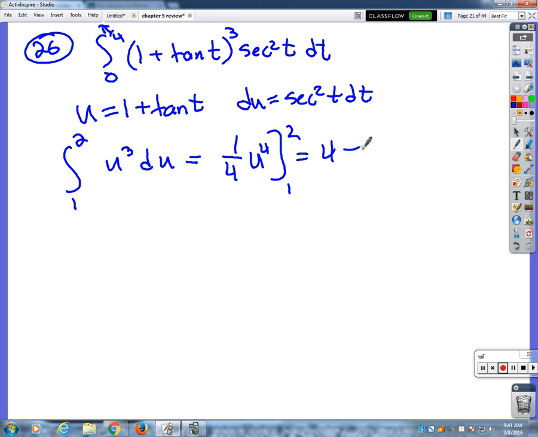And then if you plug in 1, you get 1/4. So again, I just keep saying this: 1 plus tangent cubed secant squared, the area under that curve from 0 to pi over 4 is 3.75, that huge weird mess.